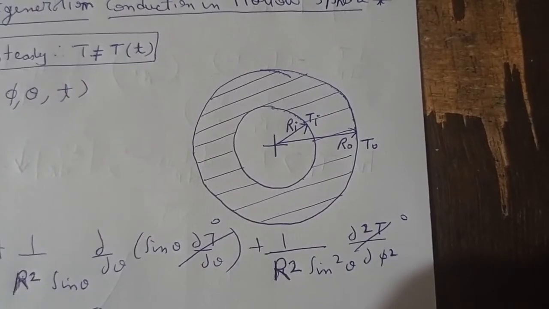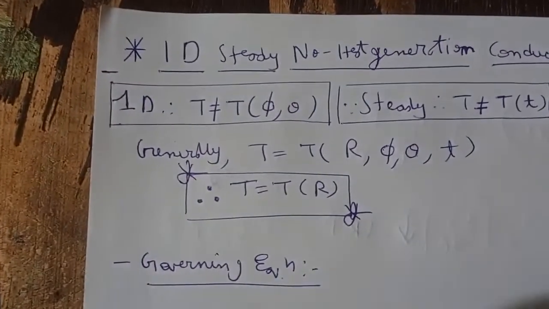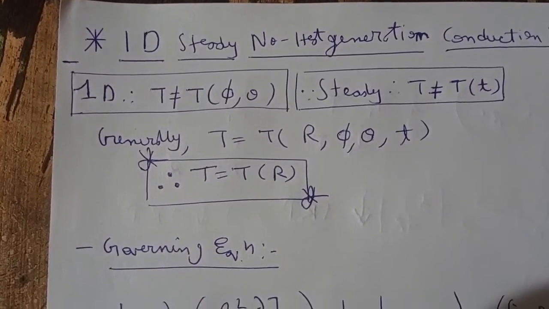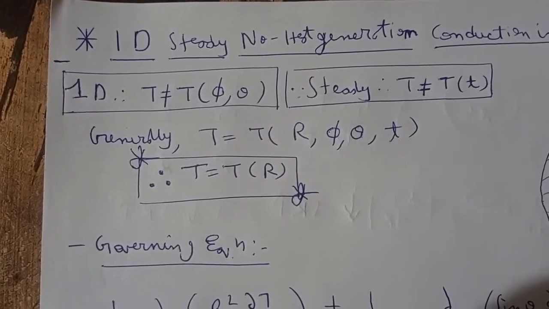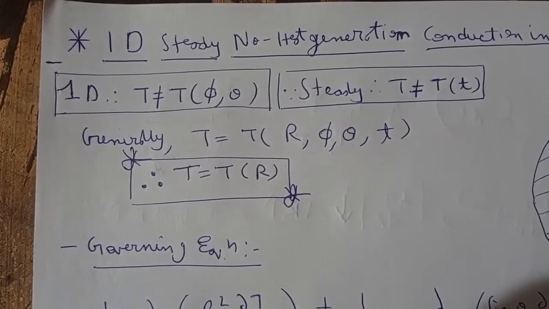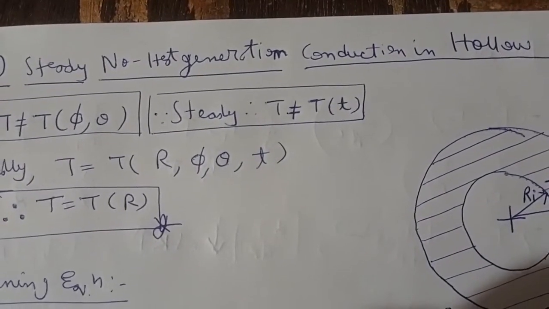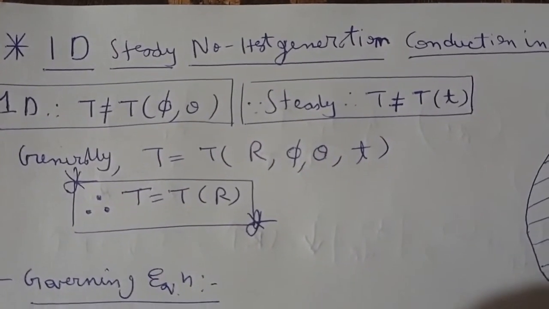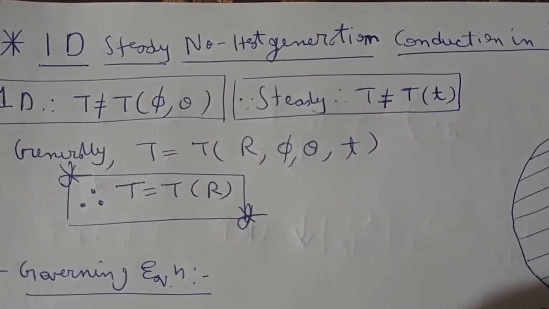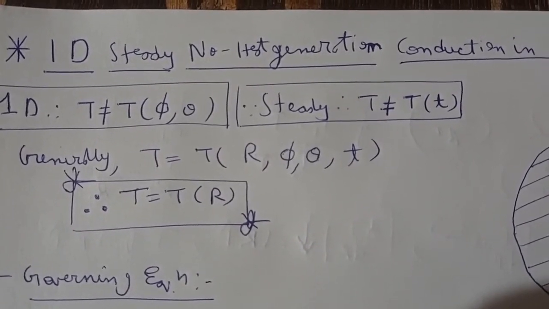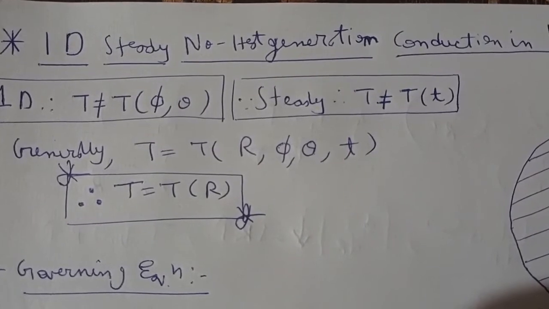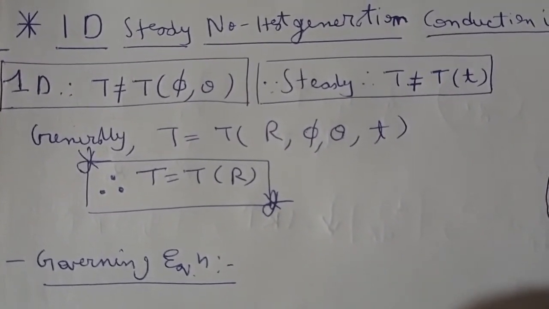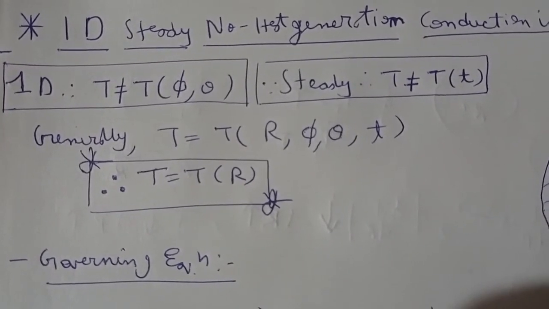Now let us go to the assumptions. We are saying that it is 1D, so the temperature will not vary in the other two directions, phi and theta. Next, steady. Therefore, the temperature at any point will not vary with time. Generally, we have temperature as a function of space and time, that is, in this case, radius R, phi, theta, and time. According to our assumption, temperature will be a function of radius only, that is, the temperature will vary only in the radial direction.